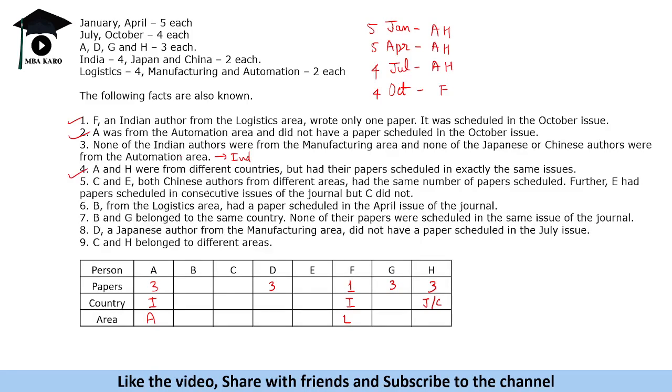C and E, both Chinese authors. So C and E are both from China. Okay. There are only two people from China. Right. So A will be from India, H will be from Japan. C and E, both Chinese authors from different areas. Now see this. Japanese and Chinese are not from automation. So these people will be from manufacturing and the other one is logistics. So C and E will be from different areas. Okay, so this is manufacturing and logistics.